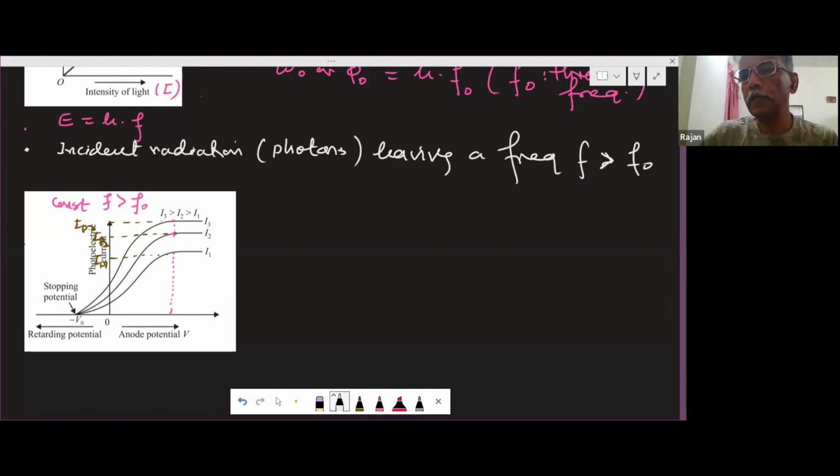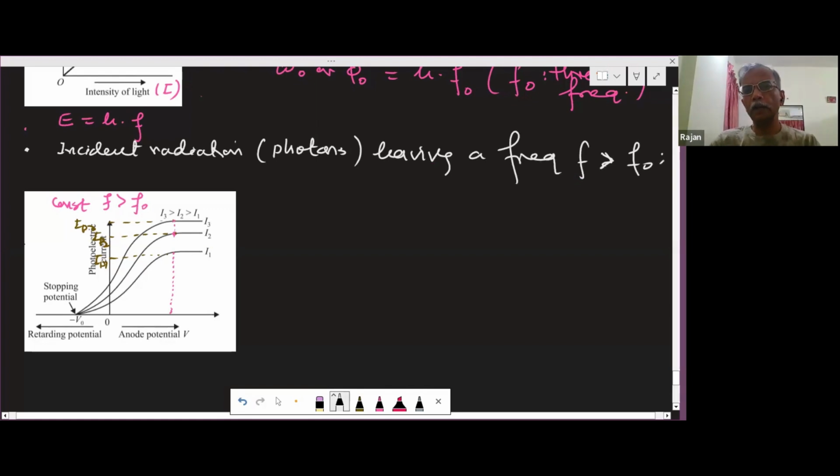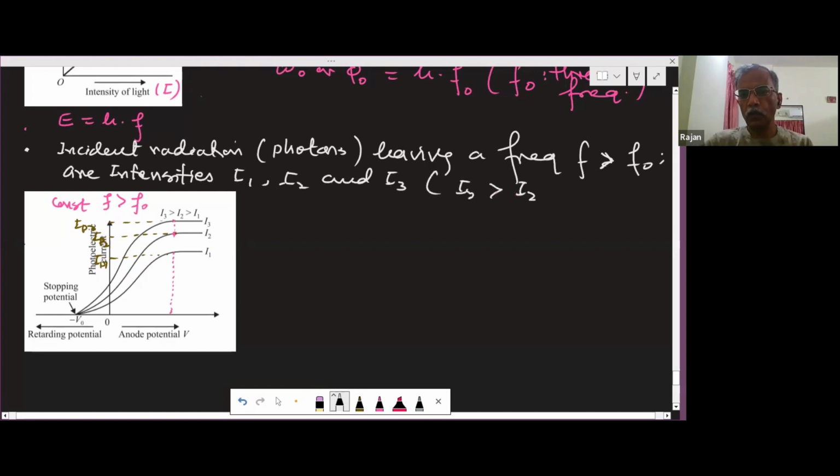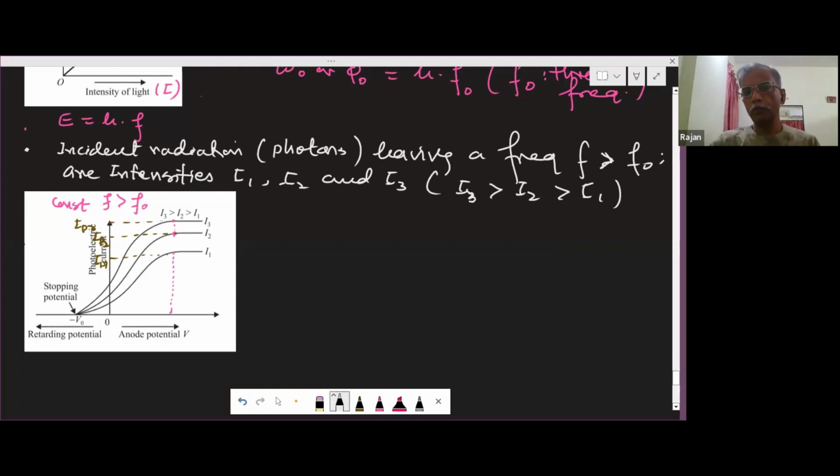Then, with the incident radiation photons having frequency f greater than this, take intensities I1, I2, and I3, where I3 is greater than I2, which is greater than I1. Is it clear? I3 is the highest. So in I3 you will find more photons as compared to 2 and to 1. It means more electrons, right?